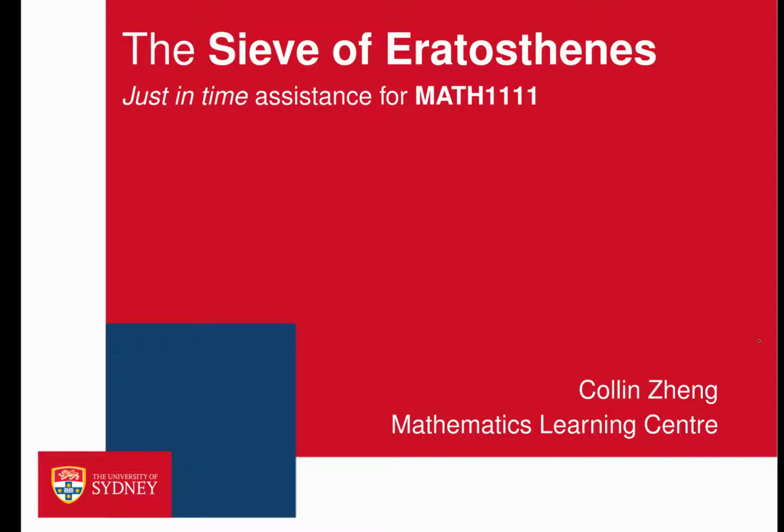A prime number is a whole number greater than 1, whose only positive divisors are itself and 1. For example, 6 is not prime because you can write 6 as 2 times 3. But 7 is prime since it is only divisible by itself and 1.